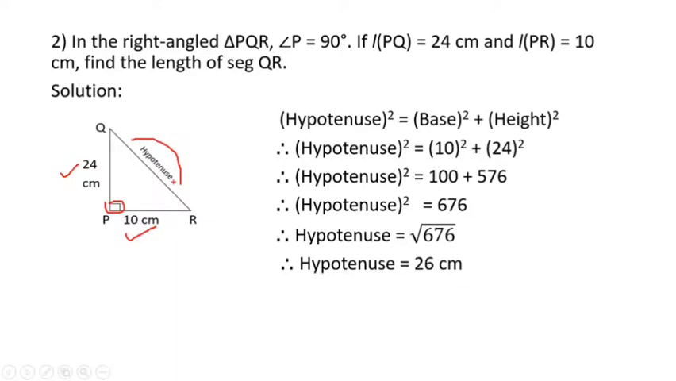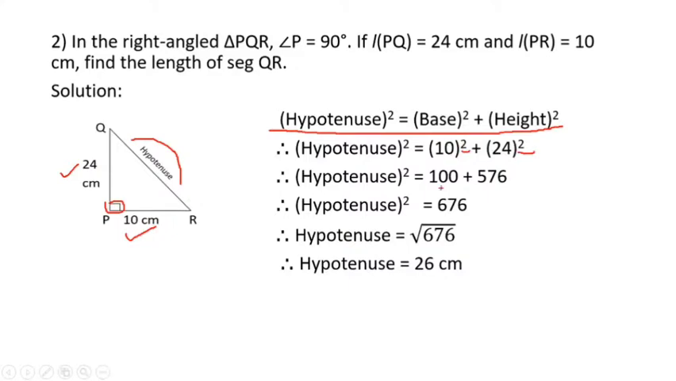So according to the rule of Pythagoras theorem, hypotenuse square is equal to base square plus height square. We want to find out the hypotenuse. For that, first we will find out hypotenuse square. So hypotenuse square we are keeping as it is throughout the example. We will write down the values of base and height and solve till the final answer. Base is 10 centimeter, height is 24 centimeter. This square and this square we have kept same.